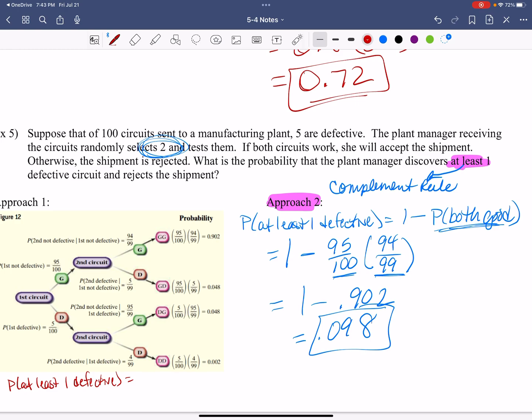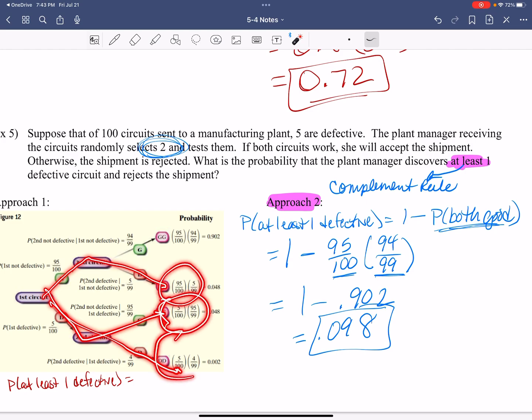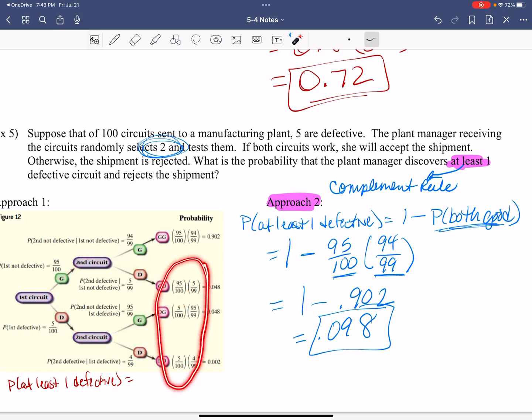defective? Well, at least one is defective if I have a good and a defect, I have a defect and a good, or a defect and a defect. I have three options there, right? This option, this option, this option. Because those are at least one. One happened there. One happened there. Two happened there. That's the at least part of it.